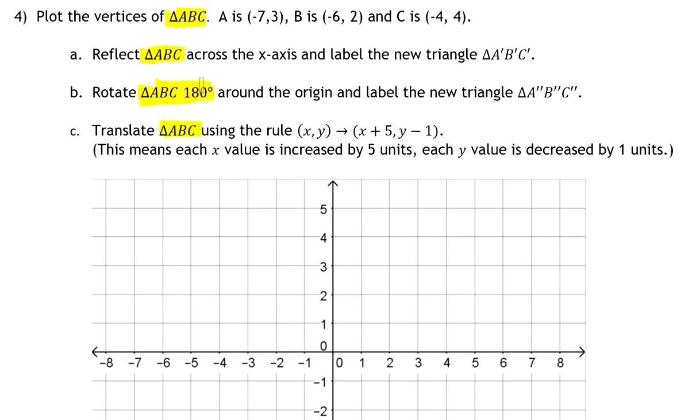So probably an important first step would be to make sure that we correctly plot our original triangle. So I guess I'll use blue for that. Point A is at negative 7, 3, so I'll go back 7 and up 3. So this is A, and it's at the point negative 7, comma 3. The next point that I see here is B, which is at negative 6, 2. So here's B at negative 6, 2. And then finally we've got C that lives at negative 4, positive 4.